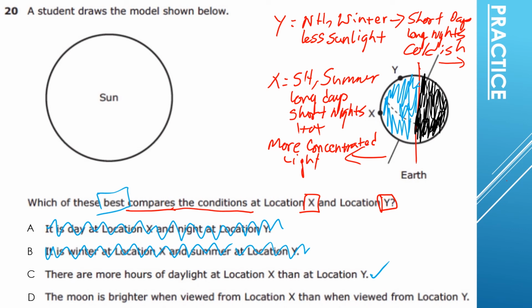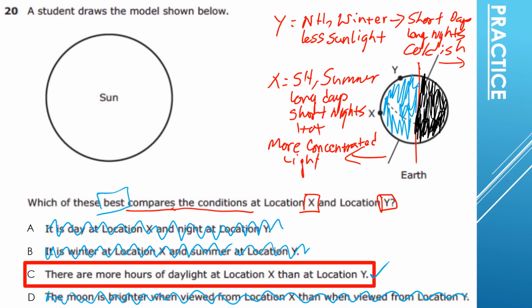The moon is brighter when viewed from location X than when viewed from location Y. No, that is not true. We have nothing in this model showing anything about a moon. Therefore, we're not even going to do that. And the moon doesn't work that way. So our answer is C.